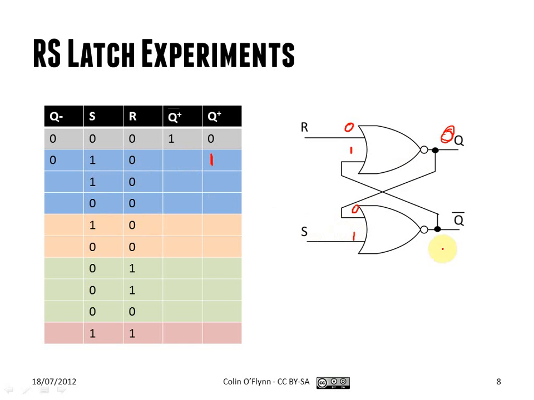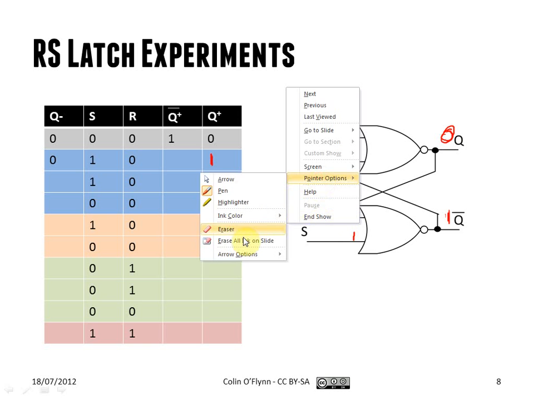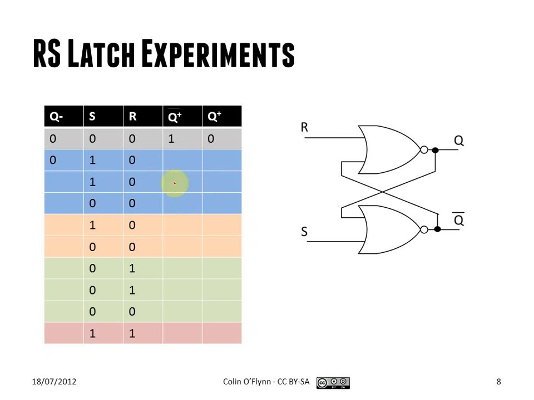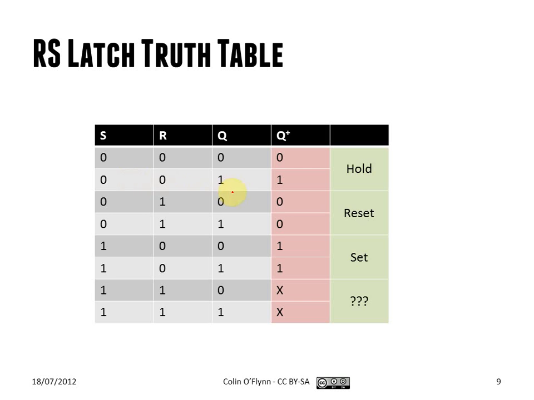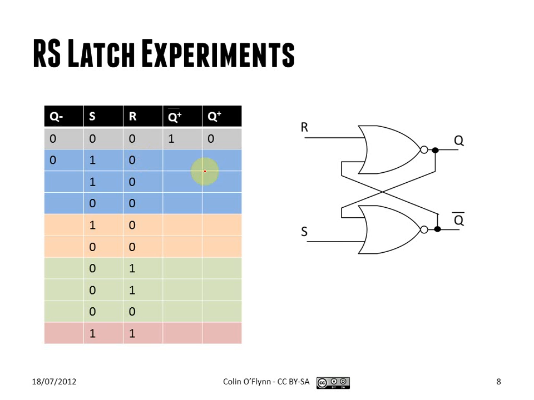Then Q bar should go to 1. One second. I put an error when I copied down the truth table. When S is 1, R is 0, we expect this to go to 1. That's 1. Should still be 1. This is 0. This is 1. So that output would then become 0. So it changes. That's the problem.